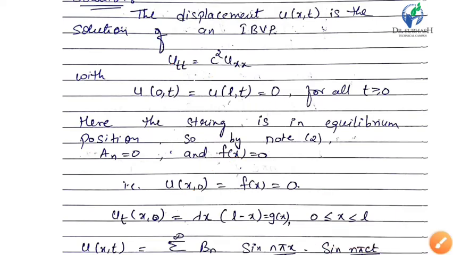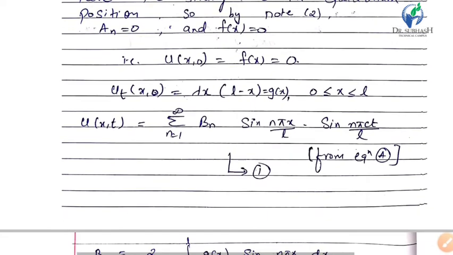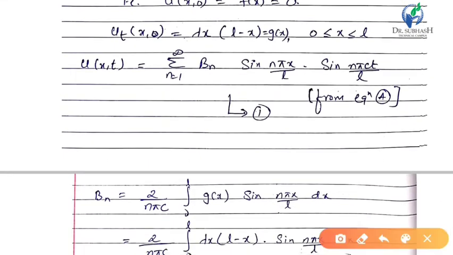And what are we given? We are given the velocity. Whenever we are given the velocity, that will be our g(x), which is equal to u_t(x,0), which is equal to λx(L − x). Since a_n = 0, we are only left with the term b_n from equation A. So we are left with the sum from n = 1 to infinity of b_n sin(nπx/L) sin(nπct/L).